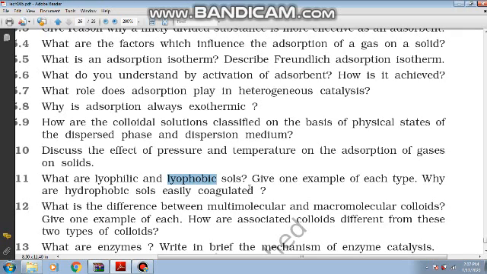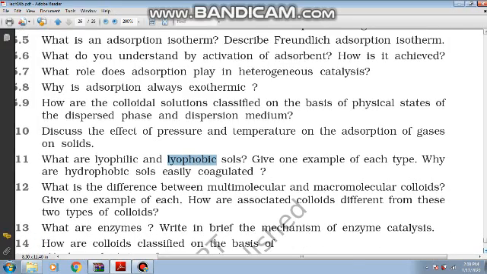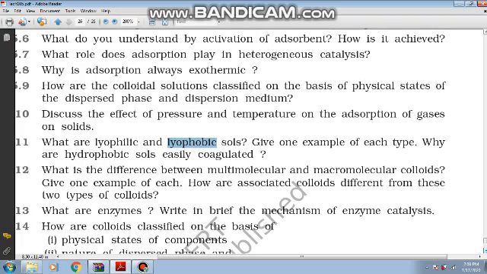And why are the hydrophobic sols easily coagulated? Because they do not have any attractive forces between them. So as soon as the collisions between the dispersed phase particles occur, they lead to their coagulation by the discharge of their charges, right, and loss of kinetic energy. Then what is the difference between multimolecular and macromolecular colloids? Multimolecular colloids are aggregates of the smaller molecules, whereas the macromolecular colloids have molecules which are having very large molar masses, right?